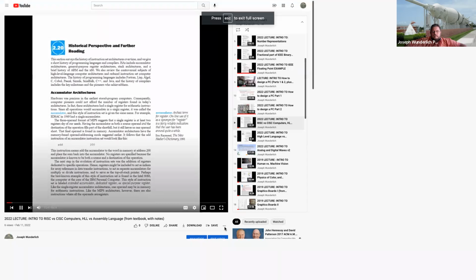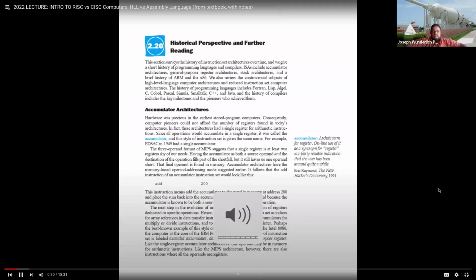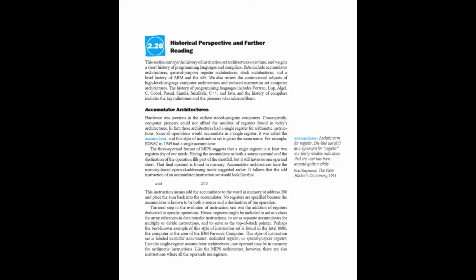Complex instruction set computing versus RISC, reduced instruction set computing, and also the difference between assembly language and higher level languages.